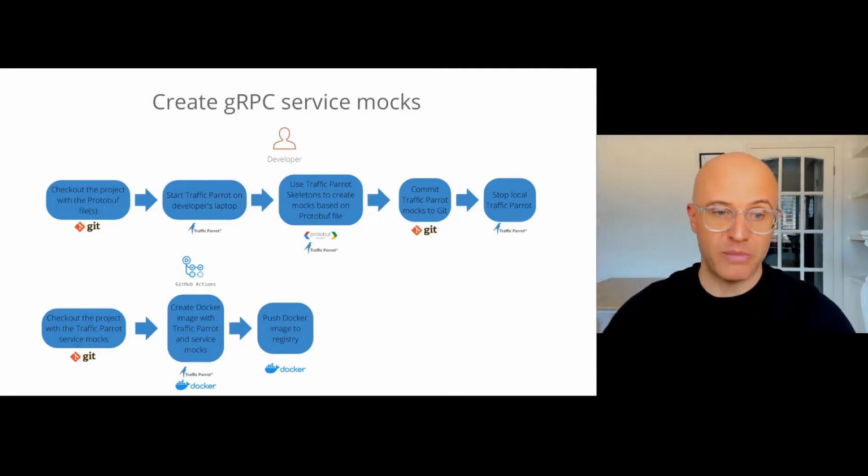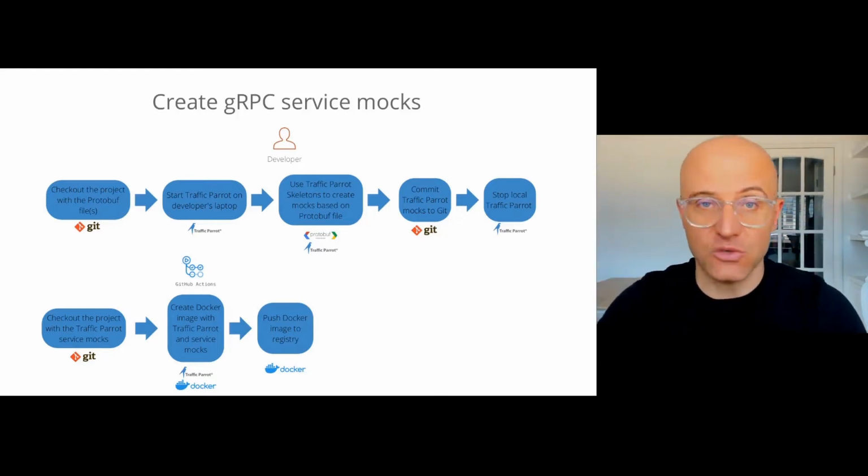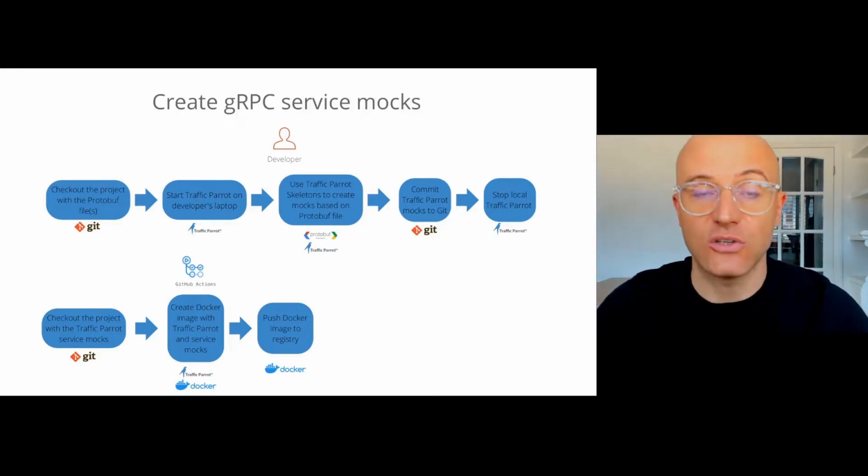Then the pipeline will pick those mocks up and create a Docker image with Traffic Parrot and those mocks and push that Docker image to the Docker registry.